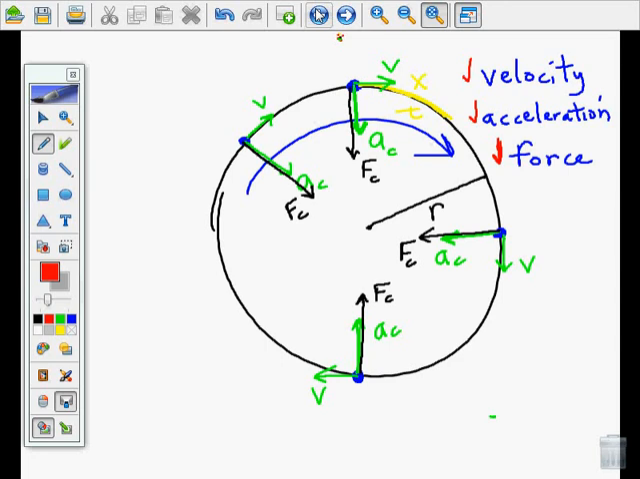There's actually a name for it. I don't want you guys to use this name because there really isn't an outward force. You feel like there's an outward force, but it's really not there. It's called the centrifugal force. But the real deal is the force is actually towards the center of the circle.